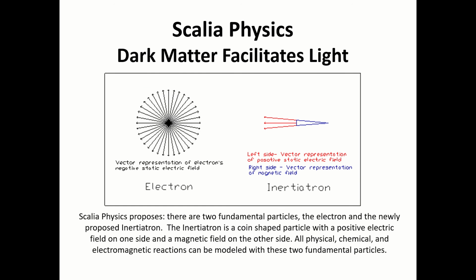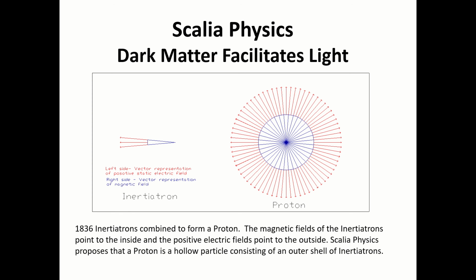So to begin with, Scalia Physics is based on two fundamental particles, the electron, which we all know, and the newly proposed inertiatron, which is a coin-shaped particle, and it's got a magnetic field on one side and a positive electric field on the other side. So all physical, chemical, and electromagnetic reactions can be modeled with these two fundamental particles.